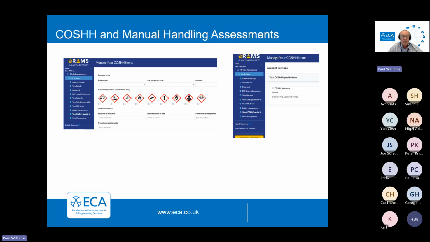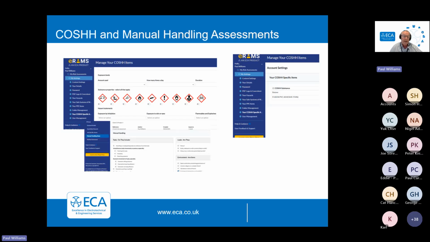So you'll see there on the screenshot I've just shown the Fusion PC adhesive, which is typically a substance used for cable jointing in our industry. So once that information is added, it appears there and can be selected for any particular RAMS. And naturally, you can go in and amend the controls and the way you use that substance, depending on the context of the particular work or project that the RAMS is being created for. Likewise with manual handling.